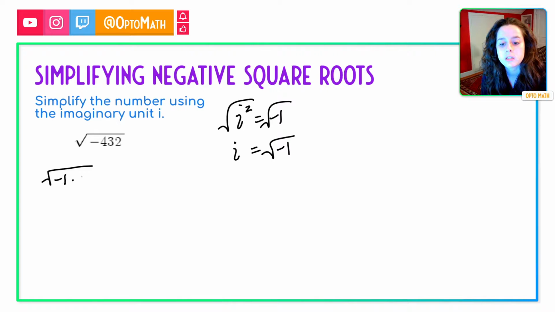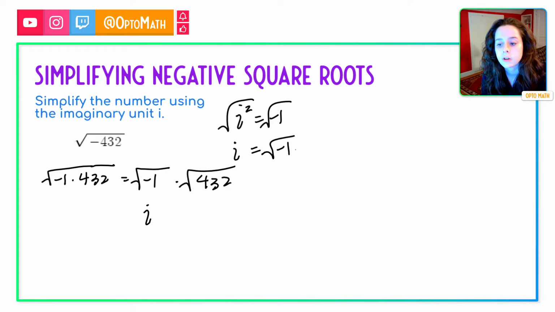So -1 times 432. Okay, so that's the same thing as the square root of -1 times the square root of 432. And you may already know what to do now. You may not have had to write this step, but I'm going to show it to you anyway. The square root of -1 is i, remember. And now our i has come out, and then we have the square root of 432 left.